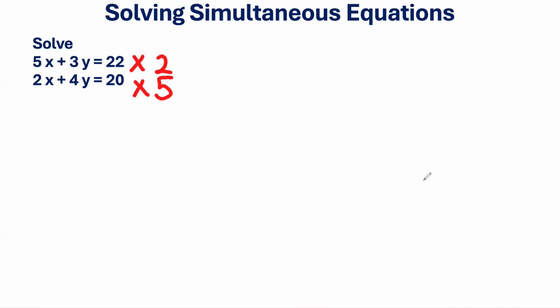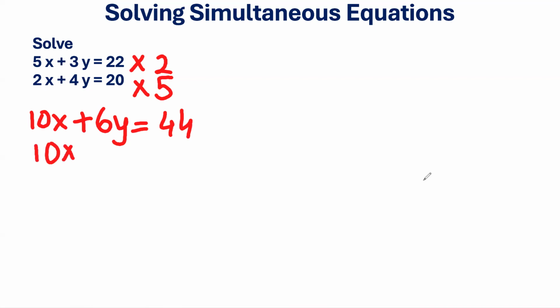5x plus 3y equals 22, multiplied by 2. So you will get 10x: 5 multiplied by 2 is 10, and 3 multiplied by 2 is 6. 22 multiplied by 2 is 44, right? And equation number 2, you multiply by 5. 2 fives are 10, 4 fives are 20, and 20 multiplied by 5 will give you 100. This is called the elimination method.